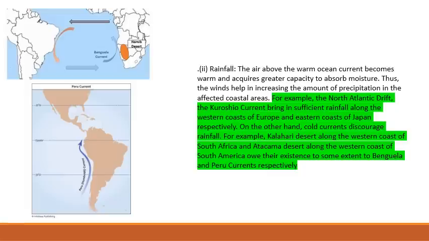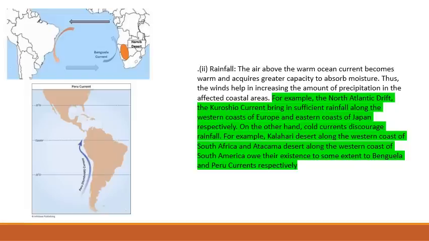Now warm ocean currents, because they have higher temperature, the rate of evaporation also increases. Therefore the air which blows over the warm ocean current carries more moisture. So wherever the coastal areas are washed by the warm ocean currents, those areas receive high rainfall. For example, the North Atlantic drift and the Kuroshio current are responsible for causing a good amount of rainfall. The North Atlantic drift causes a good amount of rainfall in the western coast of Europe, and the Kuroshio current gives good rainfall to the eastern coast of Japan, respectively.